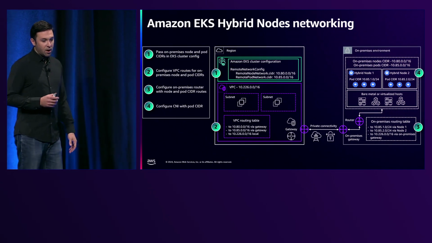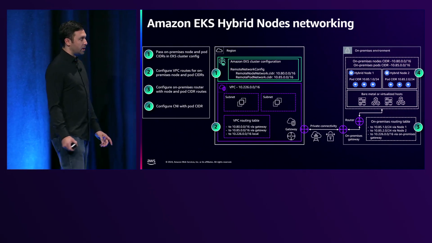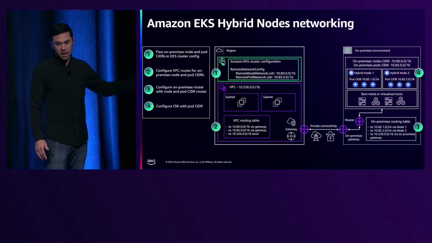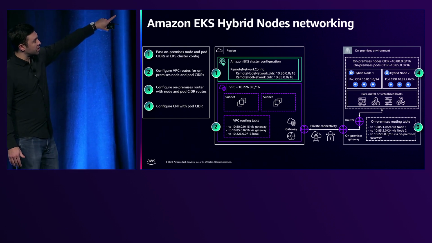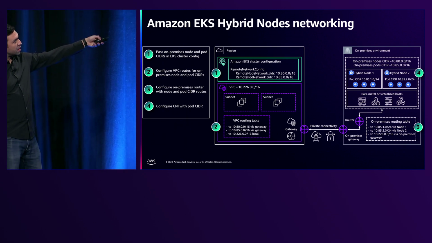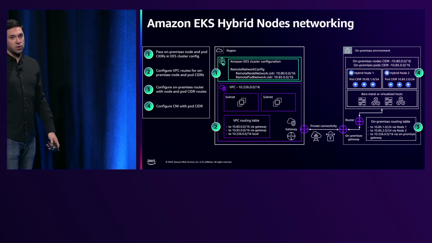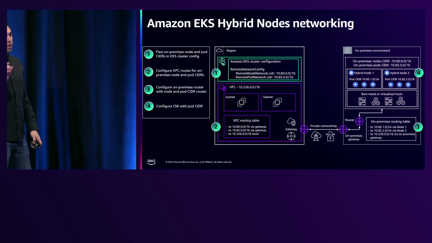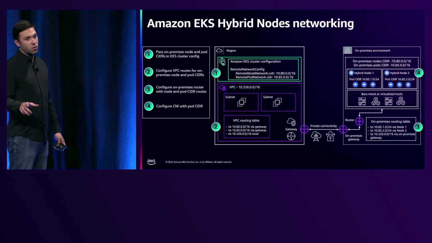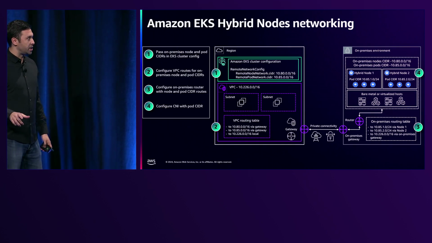All right. So now I'm going to go into the end-to-end flow here of how that networking works from that Kubernetes control plane down to hybrid nodes and back up. Just covered that the first thing here, this number one, the remote network config and the remote pod network config. Those are configured when you create your EKS cluster. Those facilitate the communication from the control plane into your VPC that you pass during cluster creation.